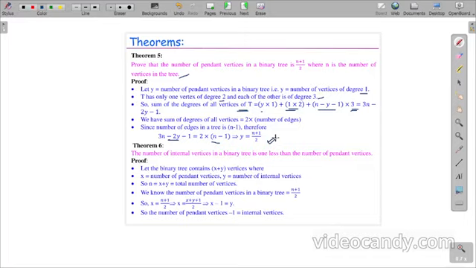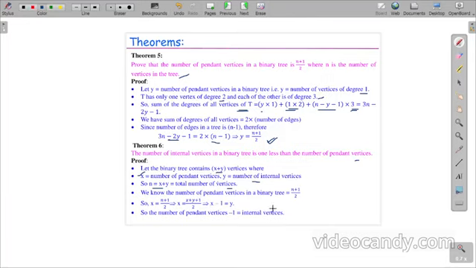So if our binary tree has n vertices, then the number of pendant vertices will be n plus 1 by 2. And the number of internal vertices in a binary tree is 1 less than the number of pendant vertices. So let the binary tree contain x plus y vertices, where x is the number of pendant vertices and y is the number of internal vertices. So n equals x plus y. That is the total number of vertices.